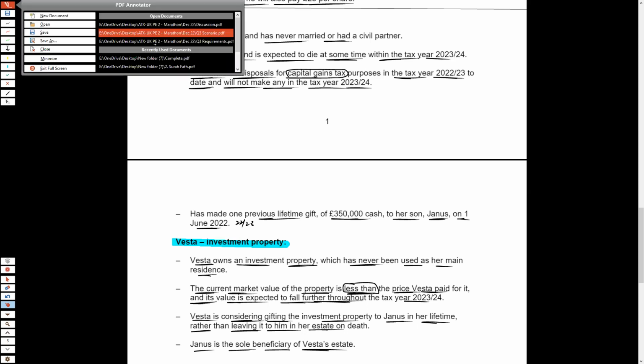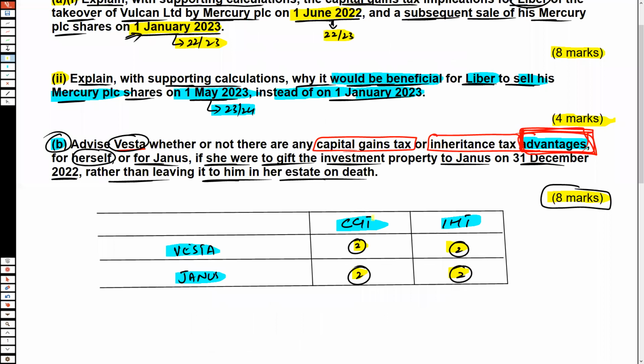All right. So let's discuss with respect to capital gain taxes for both persons separately. Simply, we can mark a heading: capital gain tax and IHT implications on gifting of investment property on the defined date, which is 31st December 22. If Vesta is transferring this asset in her lifetime on 31st December 22, what will be the implications under capital gain taxes for both persons?